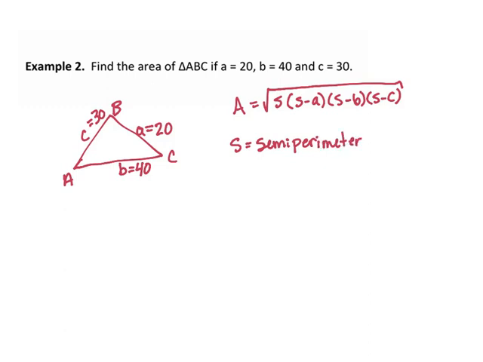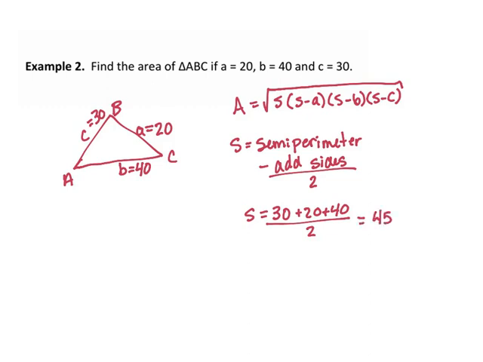Okay, so that's semi-perimeter. To find the semi-perimeter, that means add all the sides, and then divide by 2 to find what half of it will be. That's where the semi comes in. So we're going to do 30 plus 20 plus 40 divided by 2. Go ahead and put that in your calculator, and you should get 45. So now we're just going to plug that into our equation, you guys.